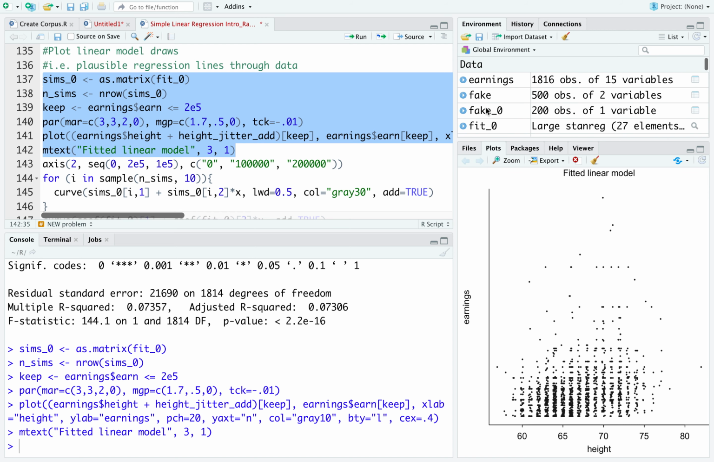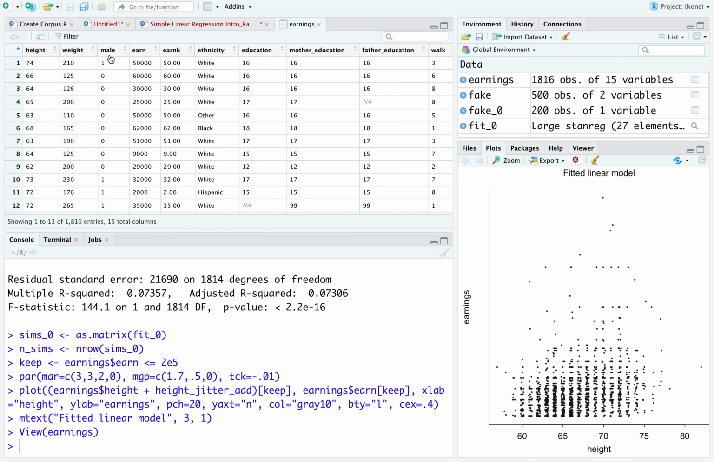Let me get the data here. When you look at the heights, if the heights are only to the nearest inch, for example, you can see in the graph they're going to fall entirely in these bands. The reason that they're actually looking like a band instead of just a line is because what I've done is added a little bit of random noise to both the x.